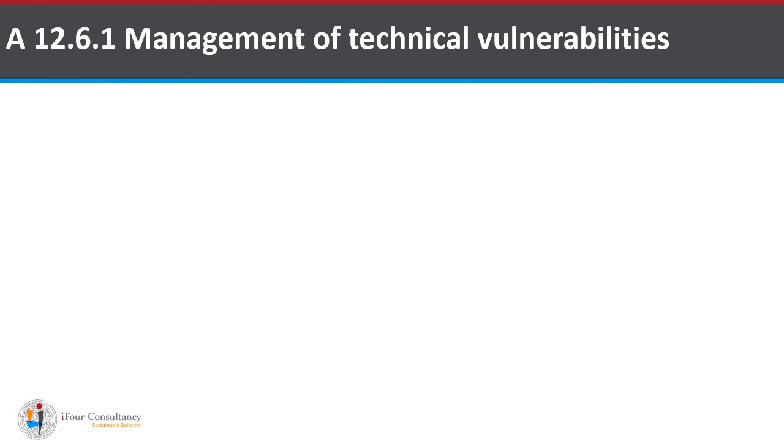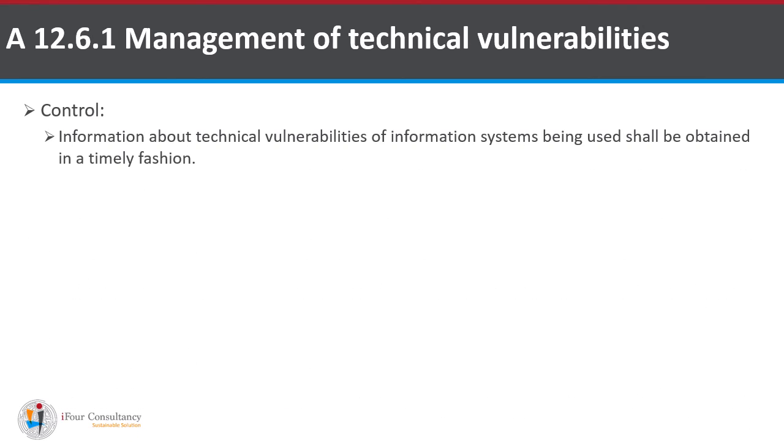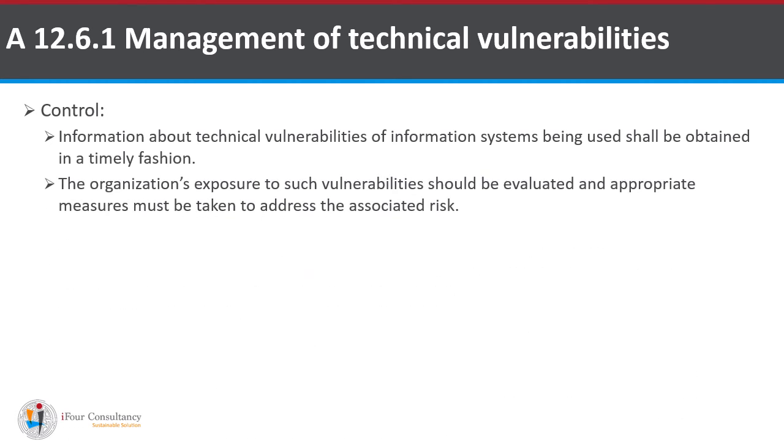A12.6.1 Management of Technical Vulnerabilities. The control specifies that information about technical vulnerabilities of the information systems being used shall be obtained in a timely fashion. Such vulnerabilities, when they are exposed, should be evaluated by the organization and appropriate measures must be taken to address the associated risk.